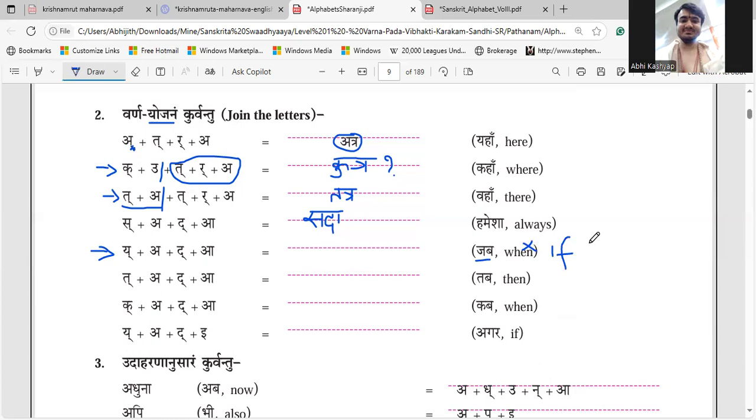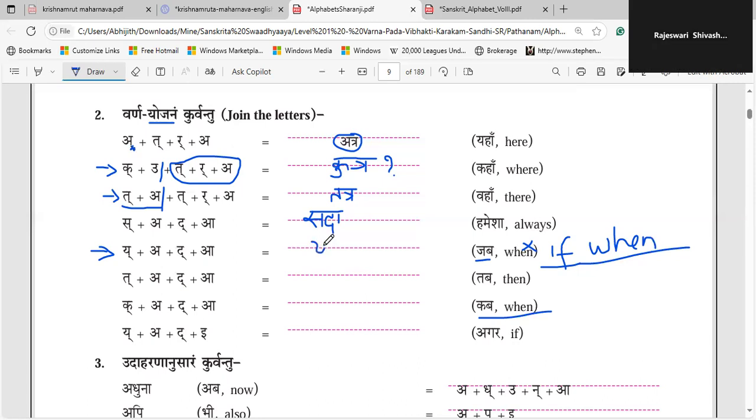But in Sanskrit, when we use it for time, we have kada also. So we will not get confused. See, when is repeating over here. So here we will use if and when together. Yada yada hi dharmasya glanirbhavati bharata. So this word is yada. We'll not worry about the usage much, but we will give examples so that you understand the similar words.